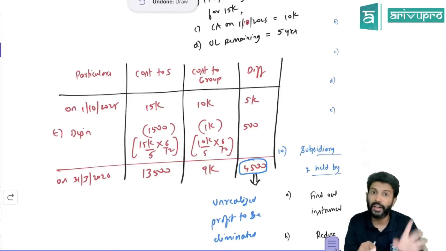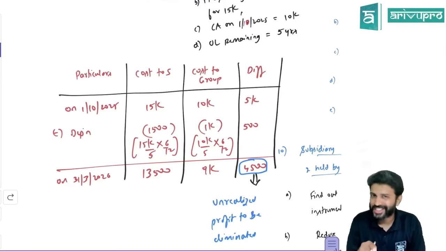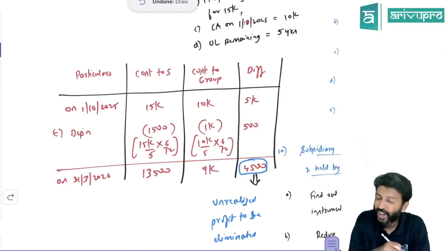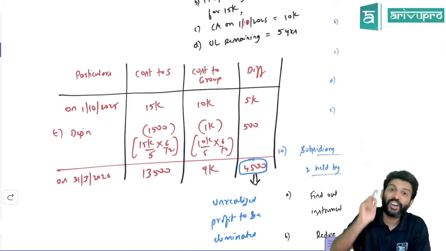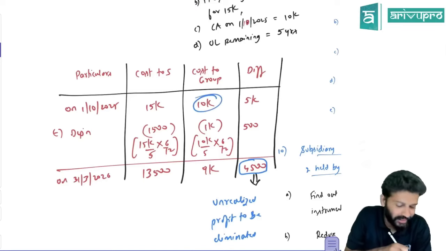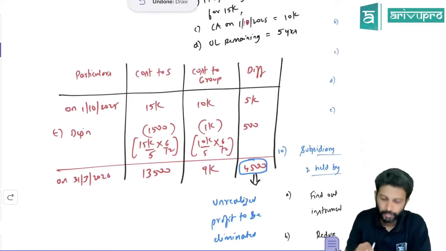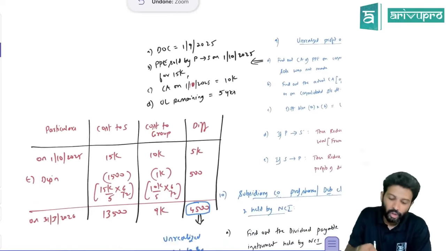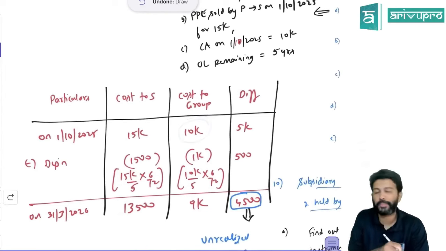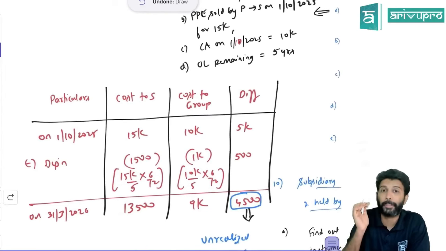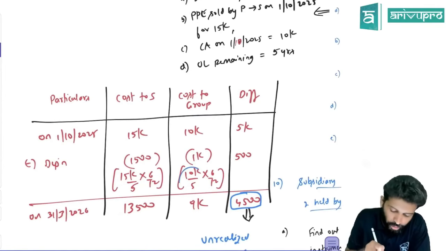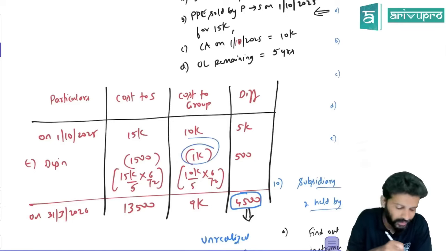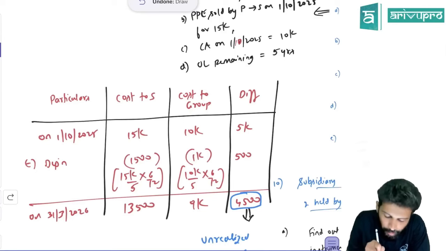Yes or no? Correct? But in reality, the parent might have sold it for 15,000, but its real cost is only 10,000. So if you had taken 10,000, what would have been the depreciation? Because the carrying amount of that asset on the date of sale was not 15,000, it was only 10,000. So if the parent had sold this PPE at 10,000 itself, what would have happened? 10,000 depreciated over 5 years is 2,000 per annum. For 6 months it would have been 1,000. So the carrying amount would have been 9,000.